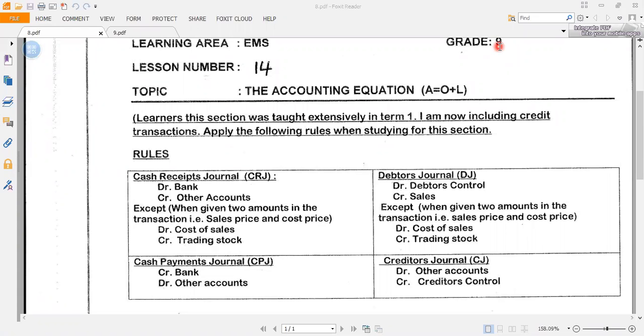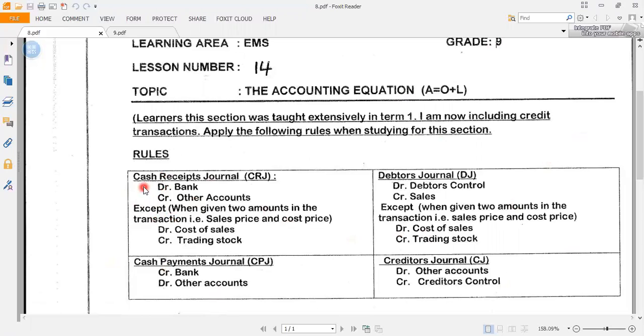Today we're going to discuss the accounting equation, which is A is equal to O plus L. Learners, this section was taught extensively in term 1 to you. I've also recapped your grade 8 syllabus into this lesson during term 1. I hope you recall that. Now I am going to include the credit transactions. Remember, in term 1 and in grade 8, you learnt these rules off. Today, I'm introducing to you the rules for the DJ and the CJ. Okay, so let us begin.